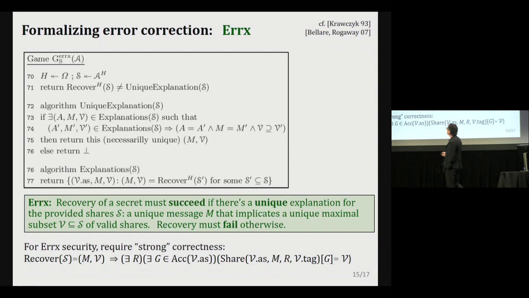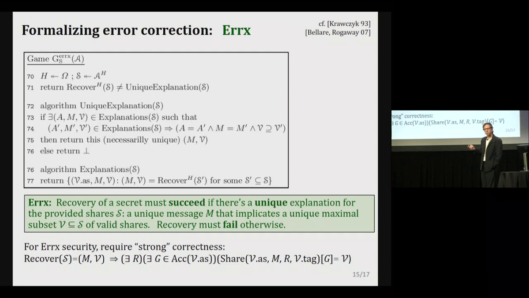Finally, error correction here captures the idea that recovery of a secret should succeed if there's a unique explanation for the set of shares that have been provided. When I say there's a unique explanation, what I effectively mean is that there's some subset of shares that implicates a message M, and there's no subset of shares that implicates any other message M. In fact, the subset of shares that implicate M is also unique, up to taking the maximal such set. Okay? So if you have that situation, recovery should make this best effort recovery of the underlying message, and if you don't, the algorithm should say so.